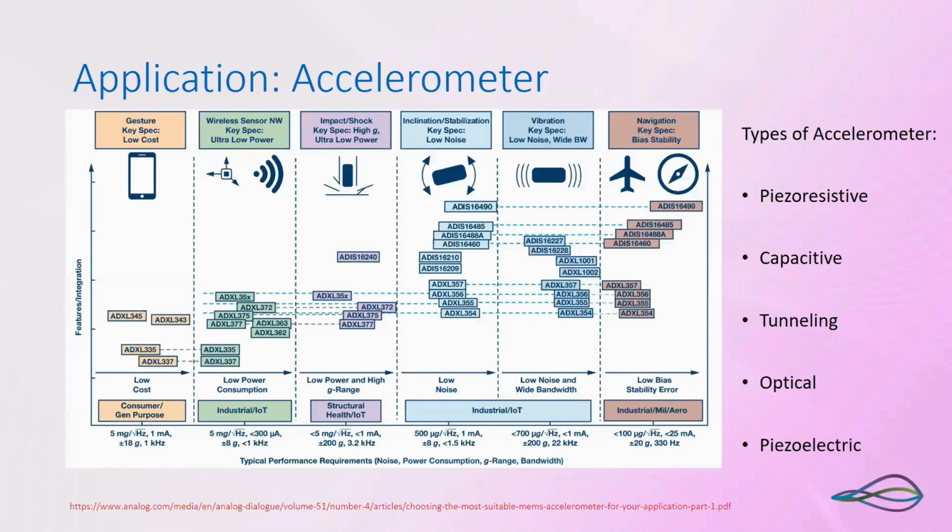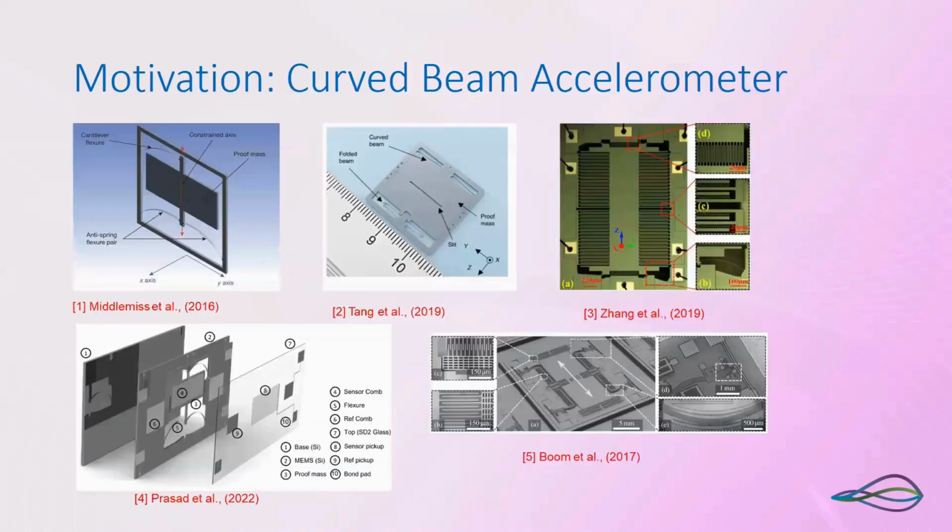If you see, accelerometers find many different applications, from mobile to aerospace, and the types may be piezoresistive, capacitive, tunneling, optical, and piezoelectric. In this particular talk, we are focusing more on the capacitive type. These are some of the recent applications of the curved beam. If you see, a low-g kind of accelerometer where there are curved structures like this, you can even decide how many you want to use.